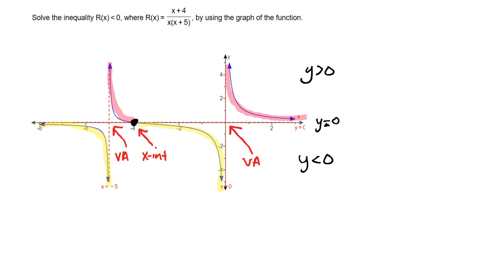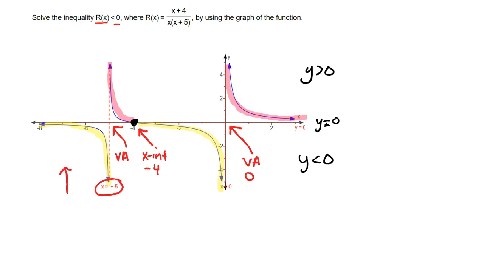That first vertical asymptote is occurring at x equals -5. That x-intercept is occurring at -4. The second vertical asymptote is occurring along our y-axis, which is an x value of 0. So what we're looking for in this example is r of x, our function, being less than 0. So we want to use those pieces that are below the x-axis.